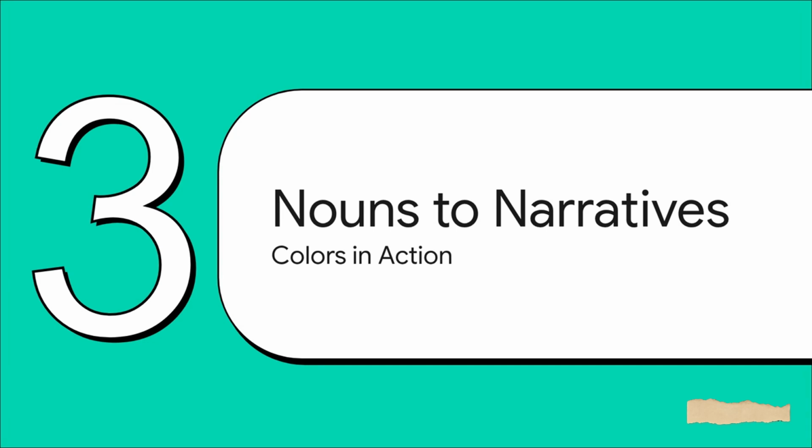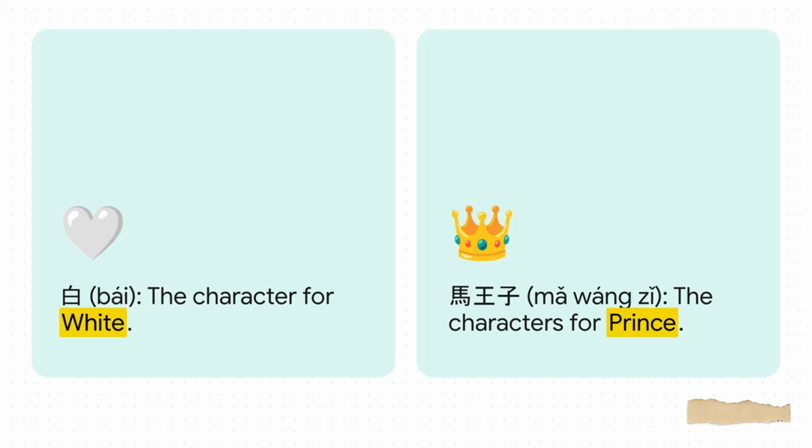Okay, so we've got our building blocks down. Now for the really fun part. This is where we stop just naming colors and actually start telling stories. You're about to see how these simple characters team up with other words to create these rich, amazing concepts. Let's try combining a couple of ideas. First, we'll take bǎi, our character for white. Then, let's grab the characters for prince. So what kind of story do you think white and prince tell when you put them together?